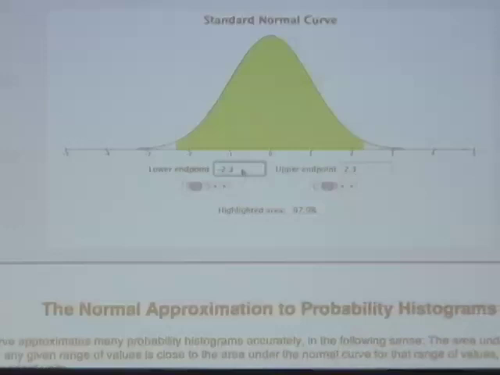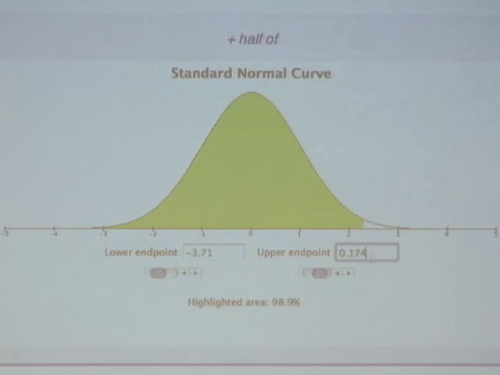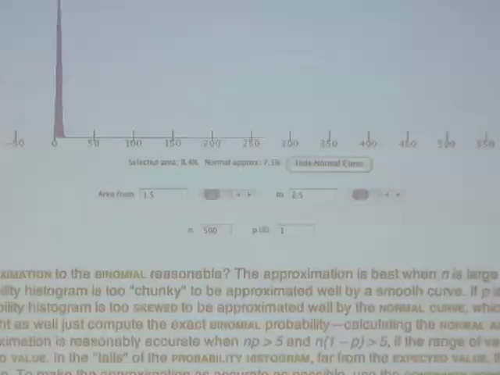We want to go from minus 3.71 up to 0.17. Okay, and that's 56.9%. So the normal approximation of this probability would be 56.9%. Let's see if I can remember that all the way down to here.